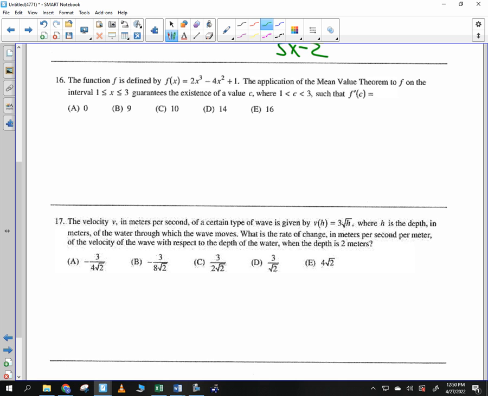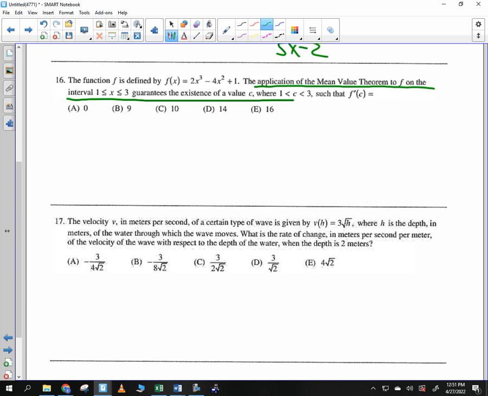Function f is defined by this. I would encourage you not to skip this. The application of the mean value theorem to f on the interval 1 to 3 guarantees the existence of a value c, where c is between 1 and 3, such that f prime of c is equal to.